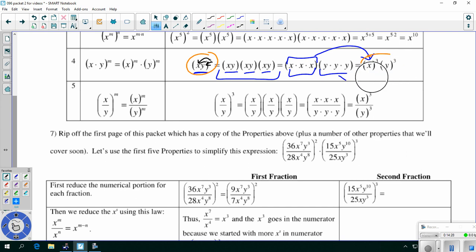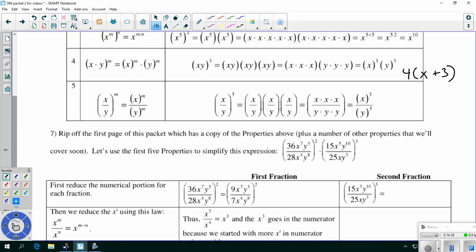I don't want to call it the distributive property because the distributive property is specifically something like 4 times x plus 3, where that 4 distributes to both terms in the parentheses. So I'll call this our pseudo-distributive property. x and y both get the power of m in this property.